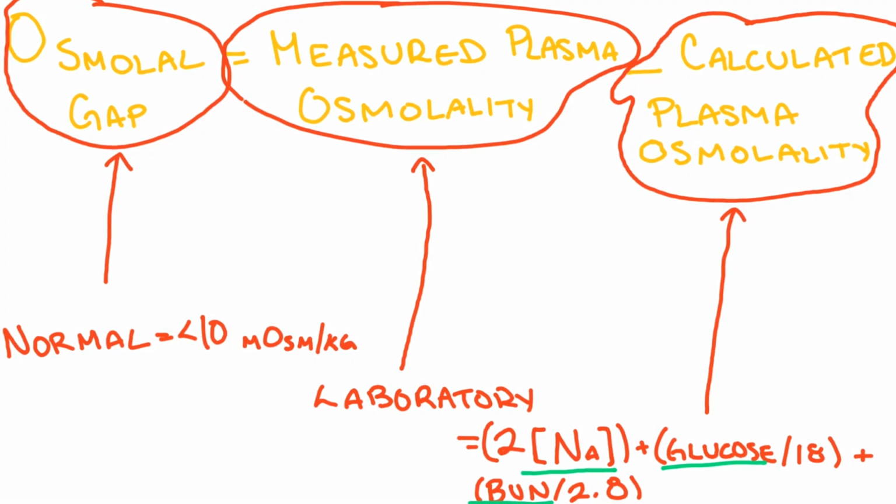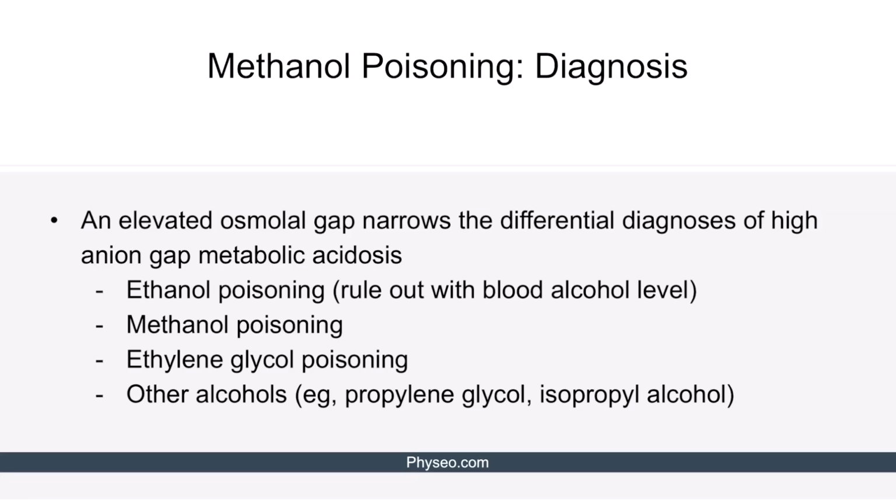If there is a difference between the measured plasma osmolality and calculated plasma osmolality that is greater than 10, it means that there is some other osmole contributing to the plasma osmolality that is not sodium, glucose, or urea. If the osmolal gap is elevated, this narrows the differential diagnosis of the high anion gap metabolic acidosis to a few possibilities. The most common reason to have an elevated osmolal gap is ethanol poisoning, but this can easily be ruled out with a blood alcohol level. 2 other common causes of an elevated osmolal gap include methanol poisoning and ethylene glycol poisoning. Other alcohols can also cause an elevated osmolal gap, but these are not as high yield.